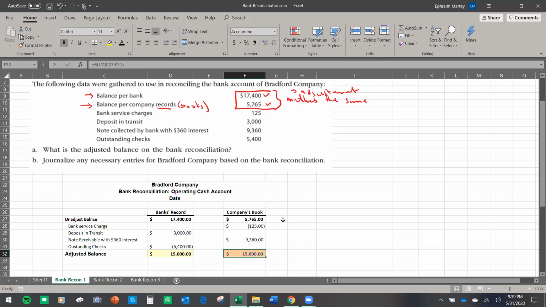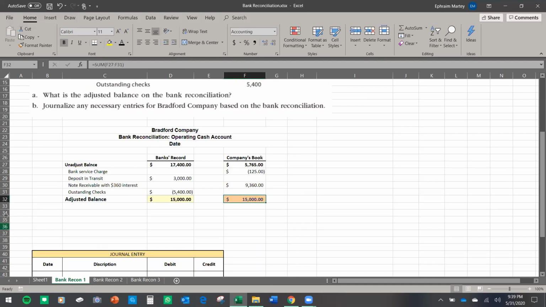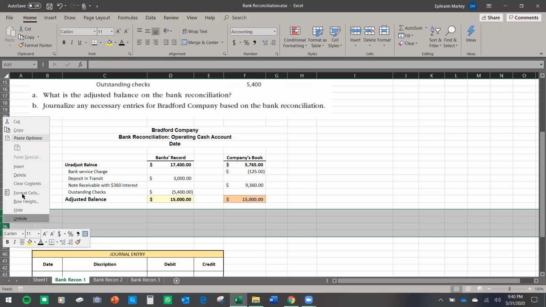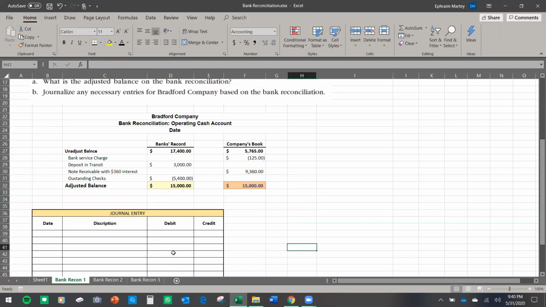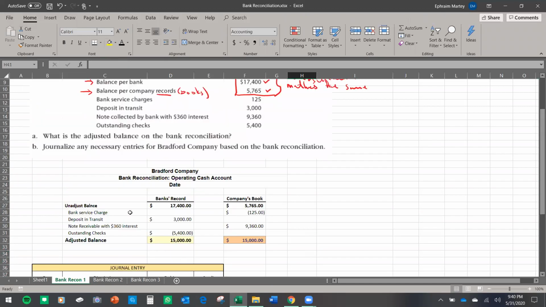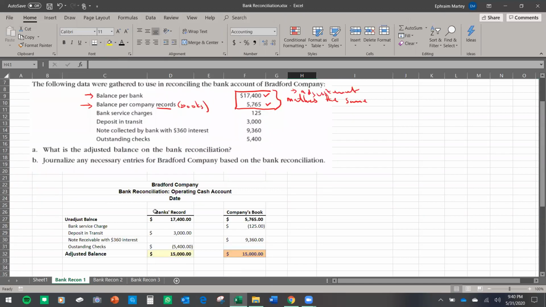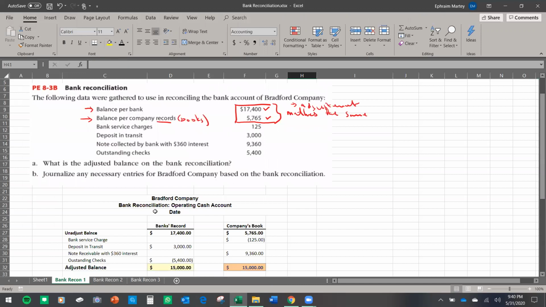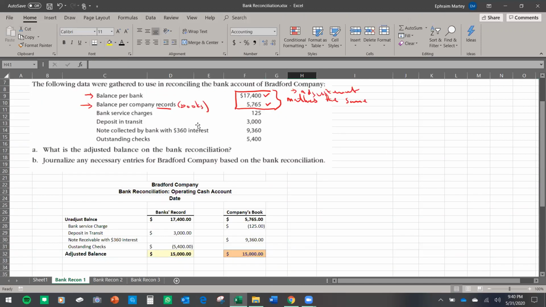Everything is peaceful. Good. Now we are going to do the adjusting entries. For time's sake, I already have the journal entry templates set up. Usually this adjusting entry happens at the end of the month. In this case, we don't have any date.